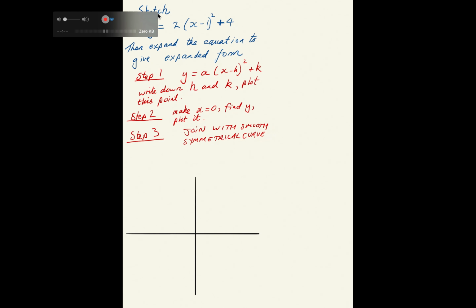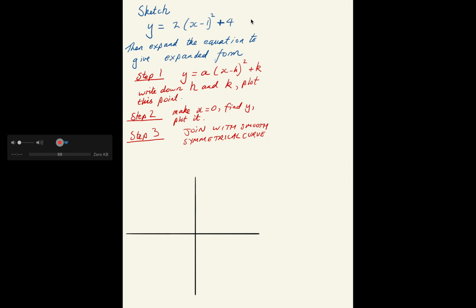So let's start by sketching. So I've got a sketch here. Just put this little guy out of the way. So you could draw a table of values, but because we know that this is vertex form for the parabola or quadratic, we can go straight to finding and plotting where the vertex is. Okay, so let's just take this step by step. Step 1, we're going to put h equals and k equals.